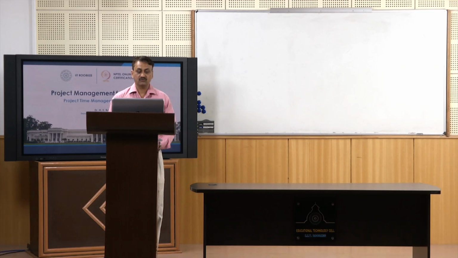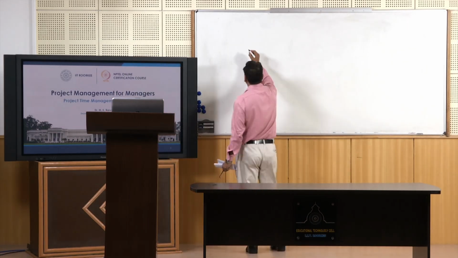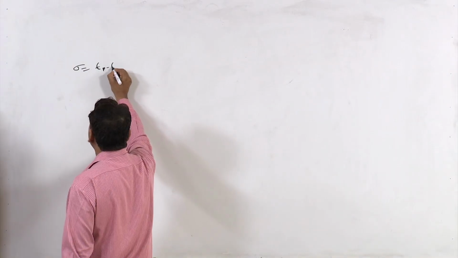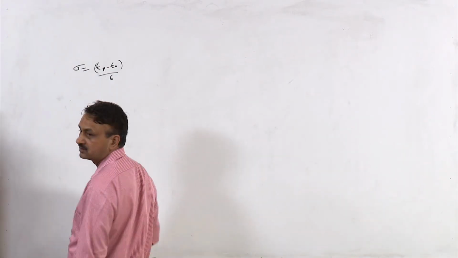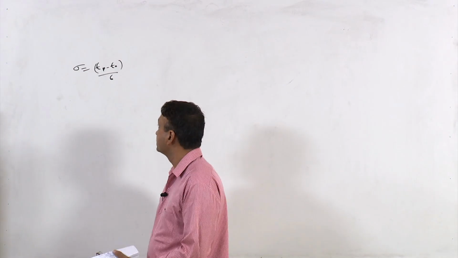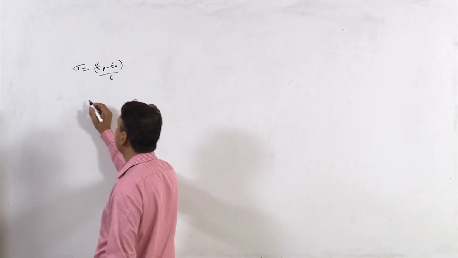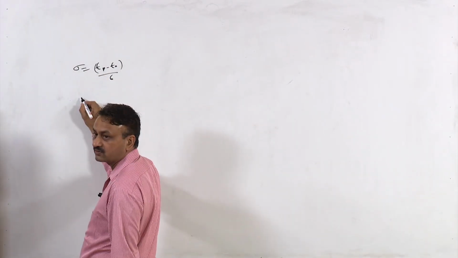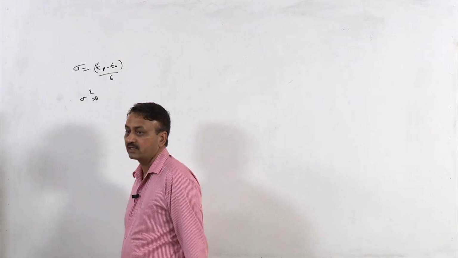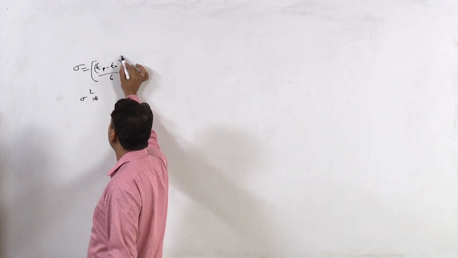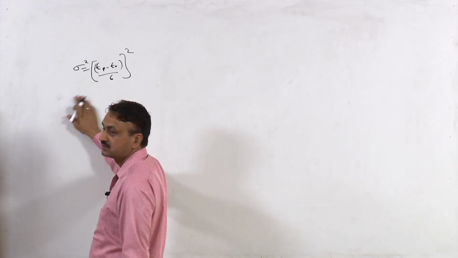So let us find out how to find the standard deviation and variance of the beta distribution. It's very simple. For the beta distribution, the standard deviation is Tp minus To divided by 6. This is the standard deviation, and variance is, of course, the square of this. So variance is this.